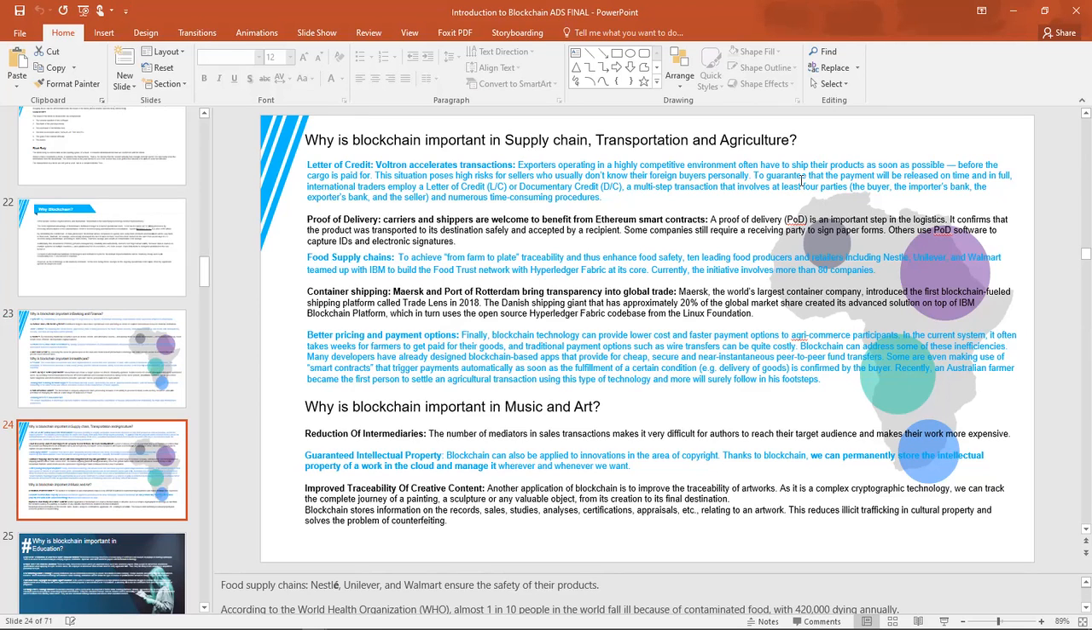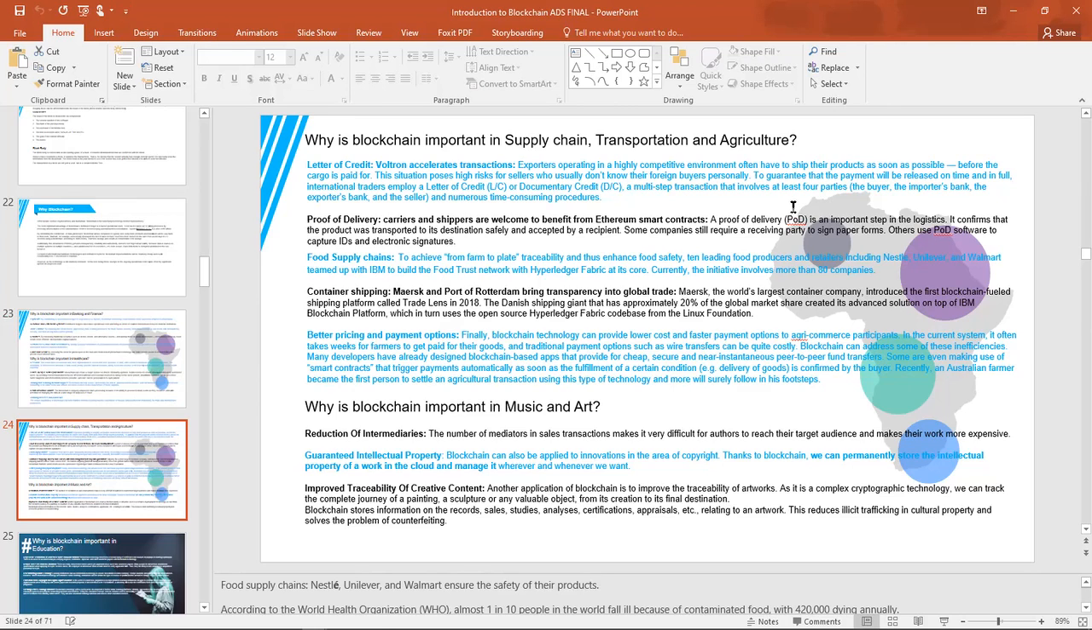International traders employ a letter of credit, or documentary credit, which is a multi-step transaction that involves at least four parties: the buyer, the importer's bank, the exporter's bank, and the seller. Numerous parties consume a lot of time and procedures.